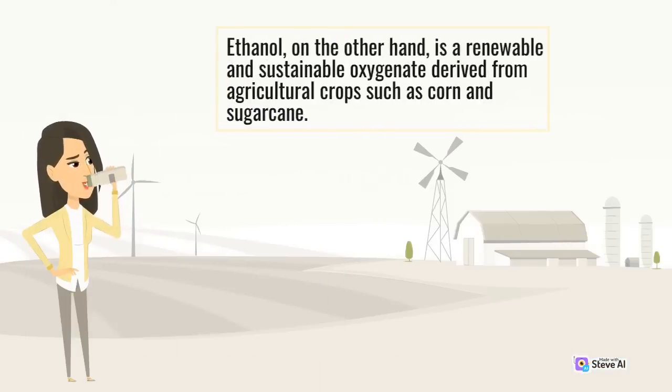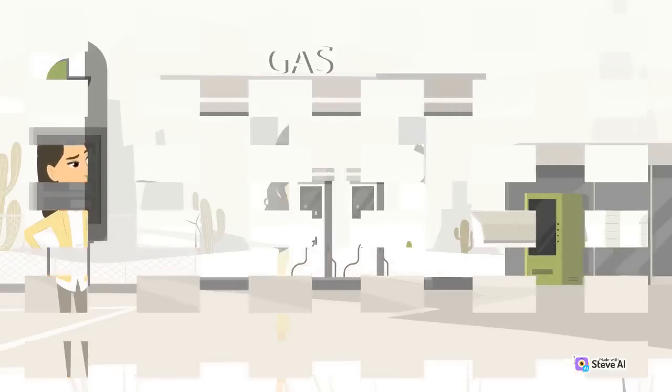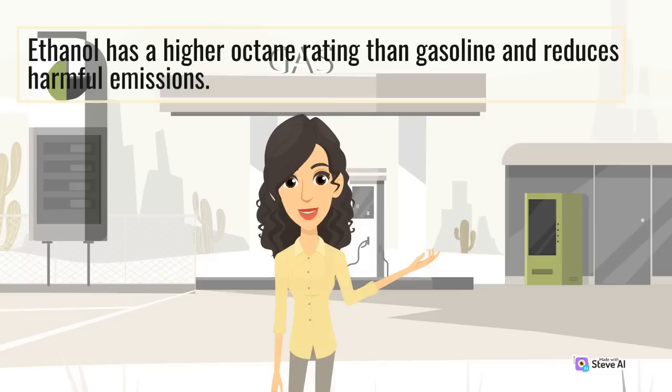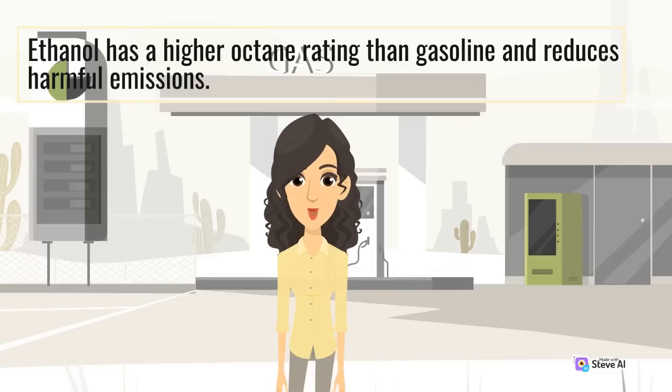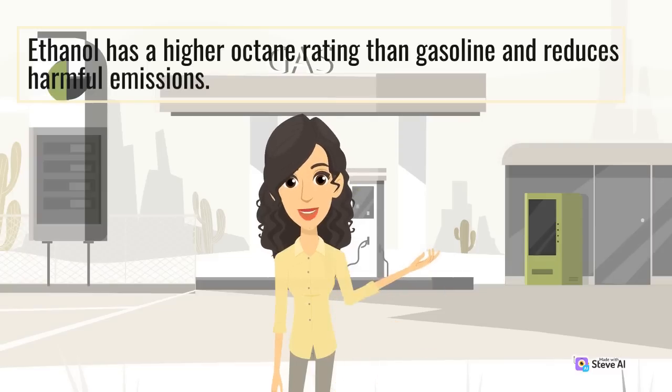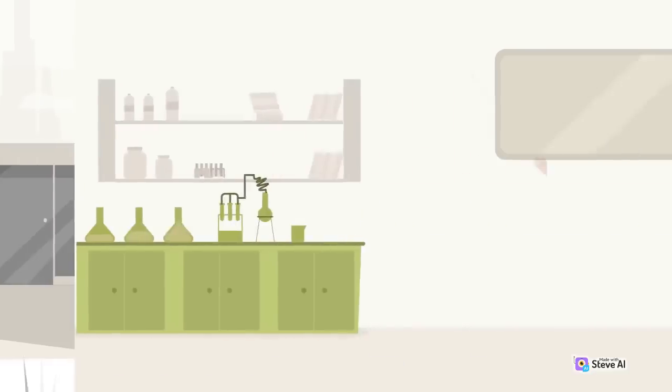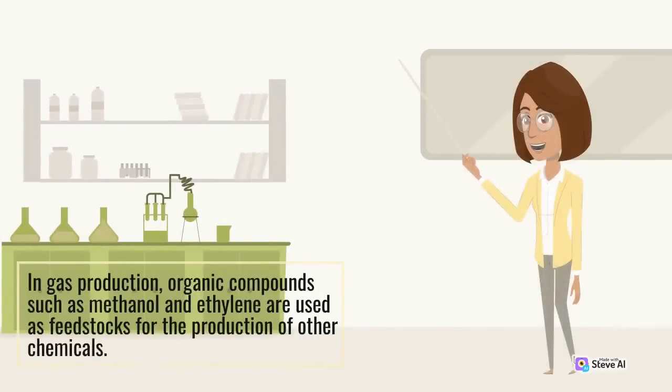Ethanol, on the other hand, is a renewable and sustainable oxygenate derived from agricultural crops such as corn and sugarcane. Ethanol has a higher octane rating than gasoline and reduces harmful emissions. In gas production, organic compounds such as methanol and ethylene are used as feedstocks for the production of other chemicals.